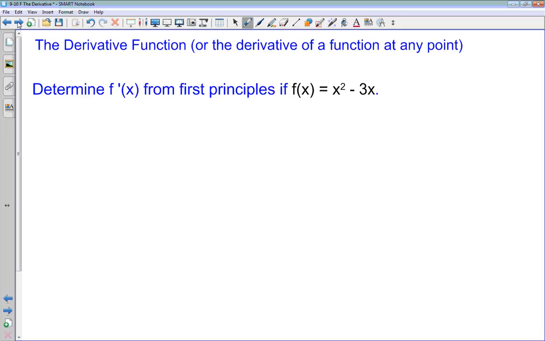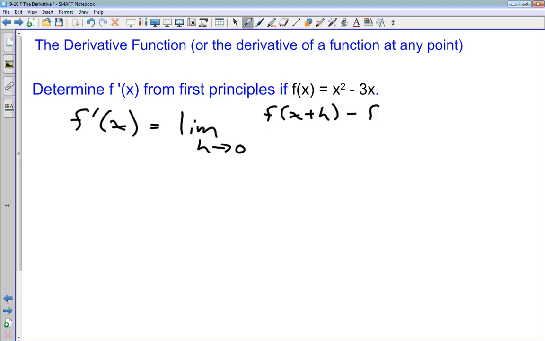Okay, so our answer here, when we get to the end, won't be a specific value of the derivative, or a specific value for the slope of the tangent, or a specific value for the instantaneous rate of change. It'll be a function that we can use to calculate all of those great things. And the definition that we're going to use, of course, is that first principles definition from the previous slide. f prime at x equals the limit as h goes to 0 of f at x plus h minus f at x, all over h.